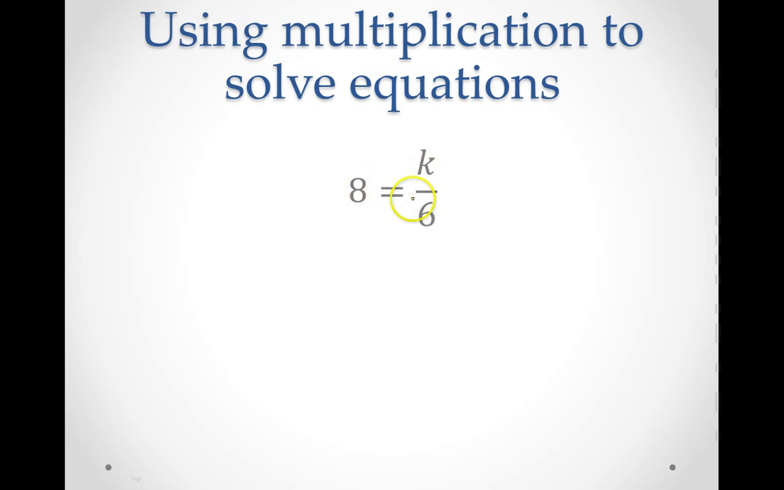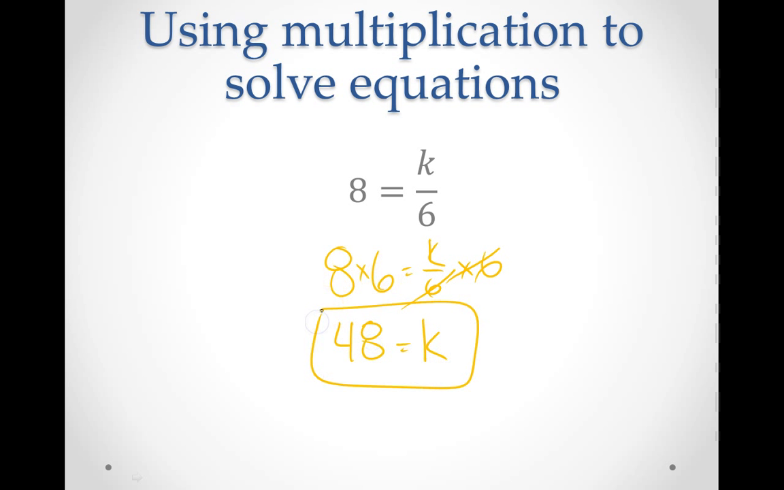8 equals k over 6. So since we're dividing here, we're going to multiply. 8 times 6 is equal to k over 6 times 6. Those cancel. Leaves me with k by itself, and 8 times 6 is 48. So always doing the opposite of what the equation does, and that should give us what we need.